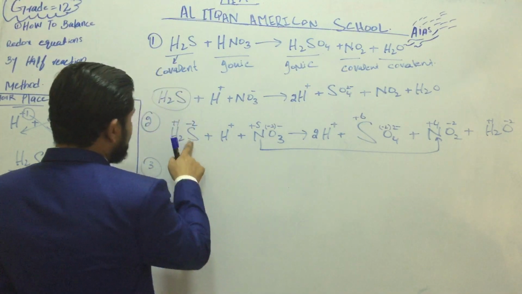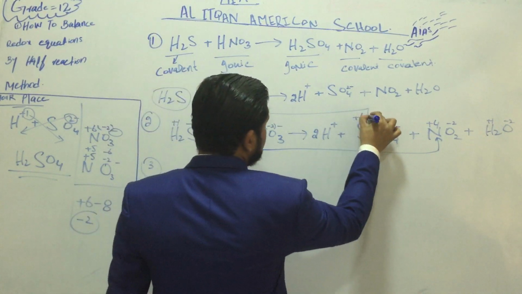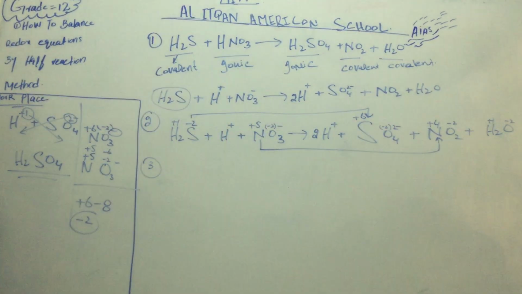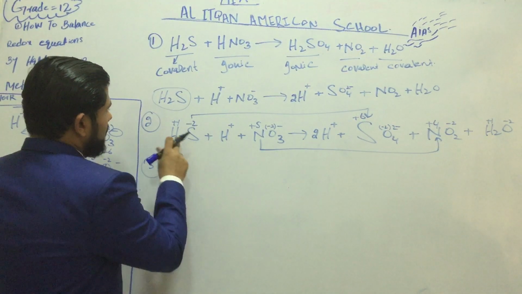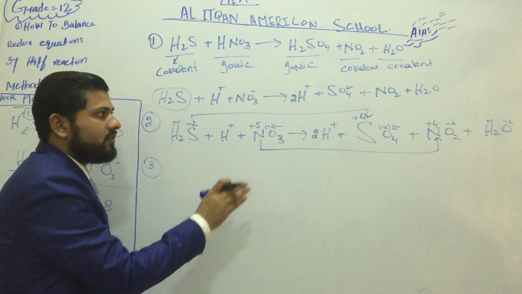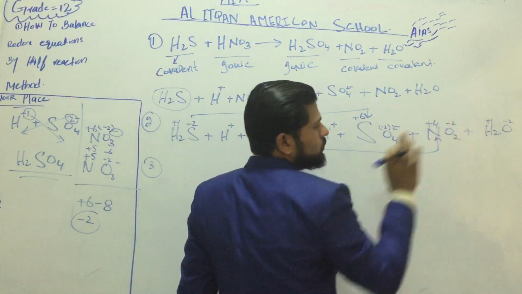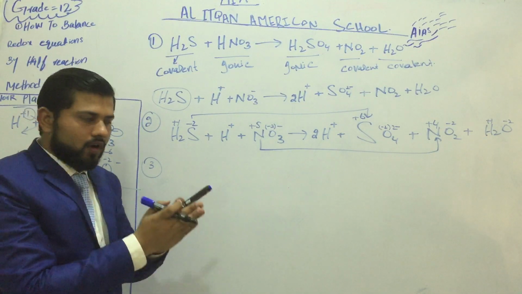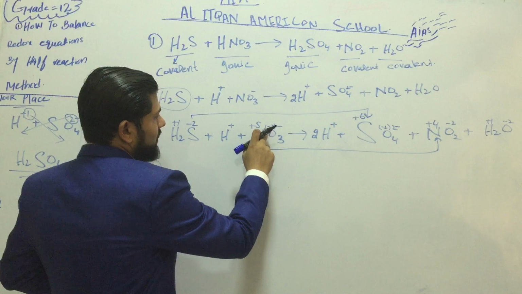And one more, sulfur: -2, and here it is +6. Now, as you can see, hydrogen is +1 here, same, no change with hydrogen. Hydrogen is +1 here, hydrogen is +1 here. So it means there is no oxidation change for hydrogen. But let's talk about oxygen, the remaining element and atom.